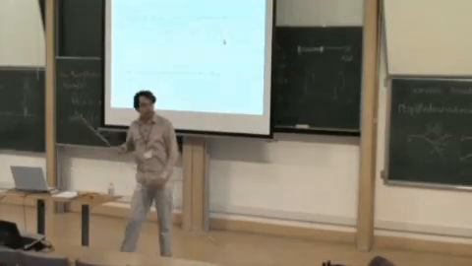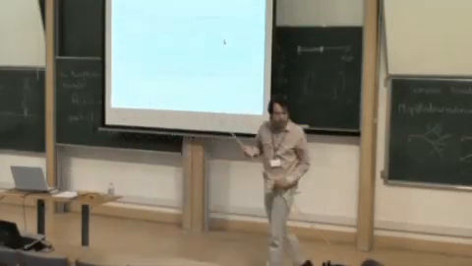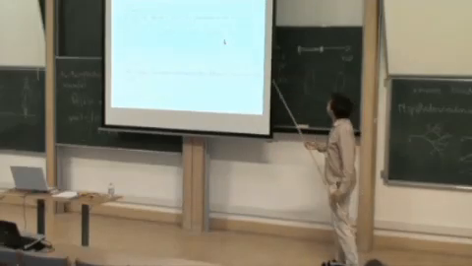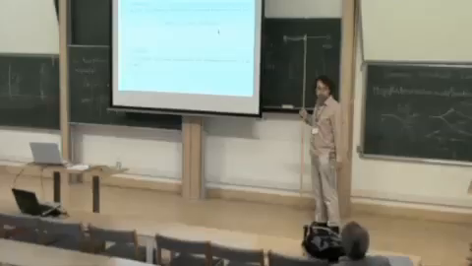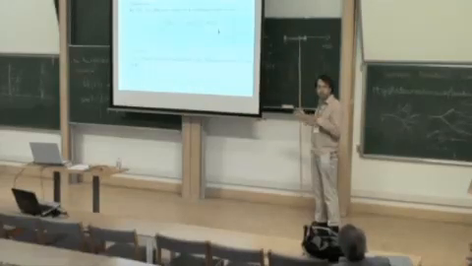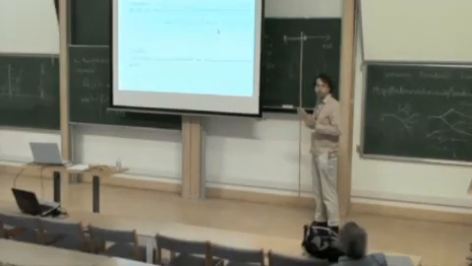Sorry? What kind of structure you put on the Albanese torus? That's just a real torus. So just from the homology and the inner product that comes from the homology. Okay, so it's a real torus.